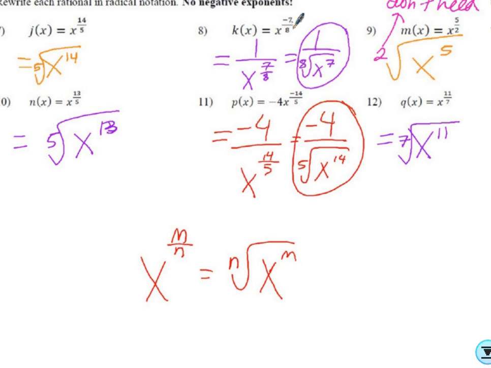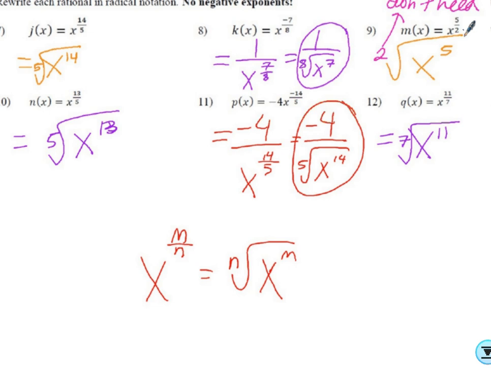For number 8, we have x to the negative 7/8. You need to turn this into 1 over x to the positive 7/8 before you can turn it into a radical. You can't make a radical with a negative exponent, so you've got to use your knowledge of negative exponents to make it 1 over x to the 7/8, and then make it 1 over the 8th root of x to the 7th.